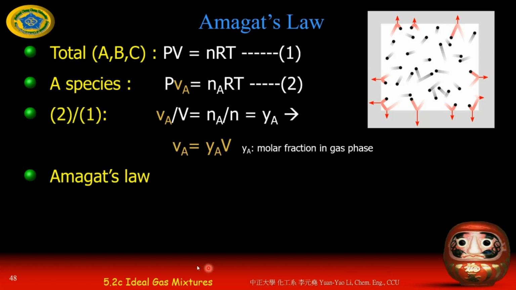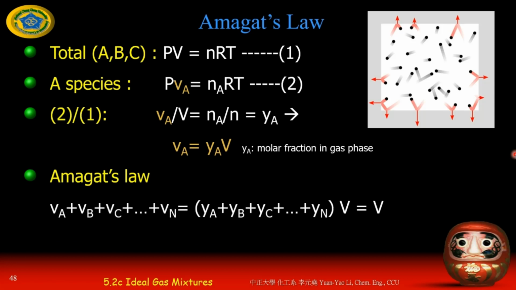Amagat's law is that, again, you have the same thing. PV equals nRT, regard this as equation 1. And then P times small v sub A, which is the volume representing the species A, equals n_A times RT. So you have equation 2 divided by equation 1. That means the volume of species A equals the molar fraction of A times the total volume. This is what we call Amagat's law.